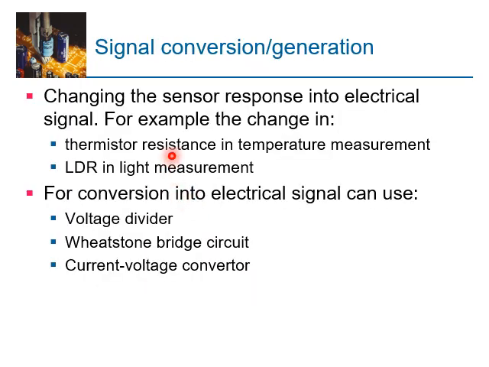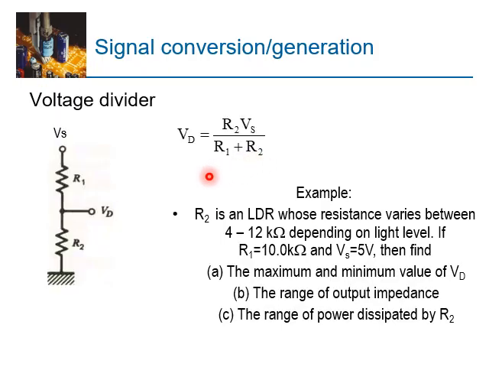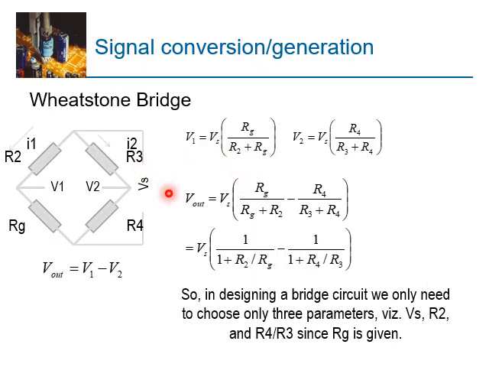Later, we will be discussing signal conversion and generation. Sometimes you have to convert the signal into current or voltage using a voltage divider circuit, Wheatstone bridge circuit, and current-voltage converters. All these things we'll be discussing separately with mathematical problems. This is just a first example. This is a voltage divider circuit. We are not going to discuss this example here, rather in the next class, inshallah. And the Wheatstone bridge circuit is something like this.